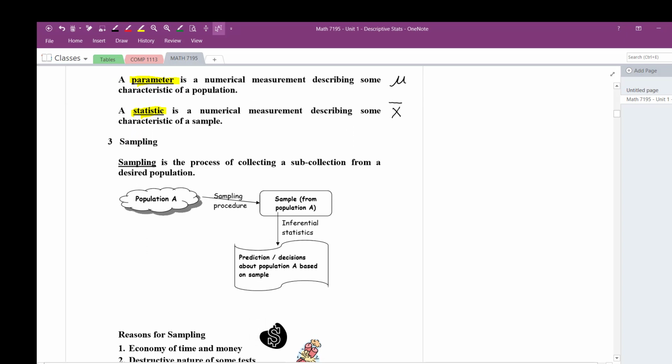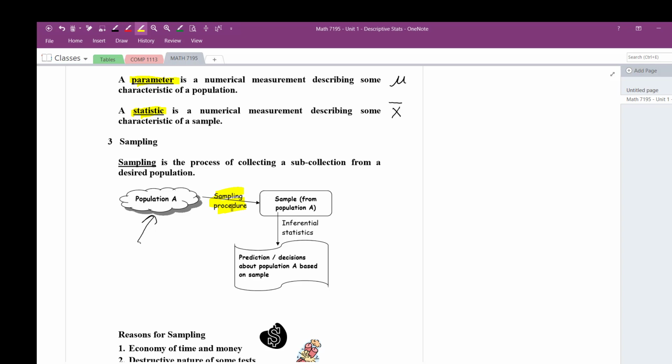The little picture we had up above gets repeated here with a little bit more detail, where we have some population. We'd like to know something about it. And then we need to come up with some way to take a subset from that population, which we call our sampling procedure. That could be done many different ways, sometimes drawing names out of a hat, sometimes taking every fifth item in a list, and there are many other ways. We'll talk about some of them.